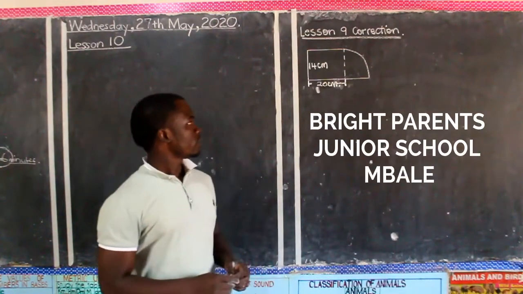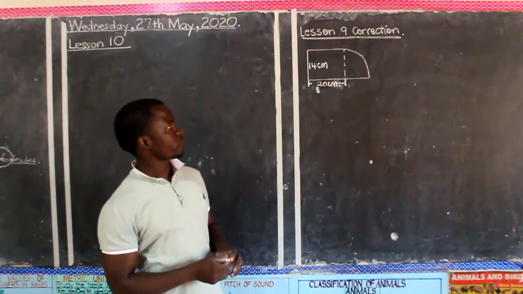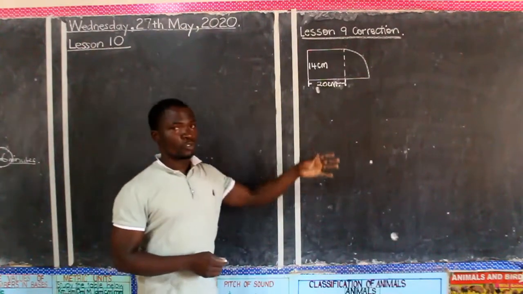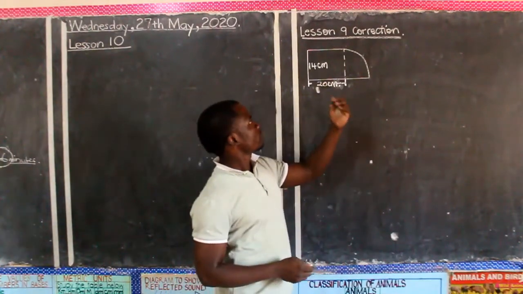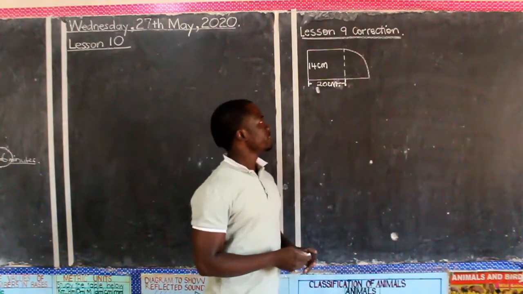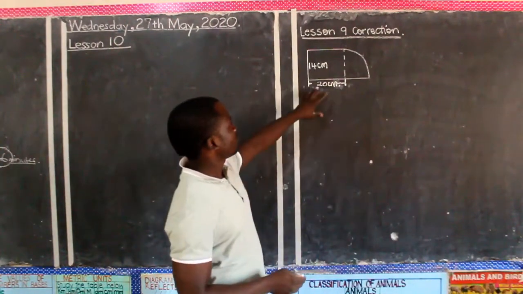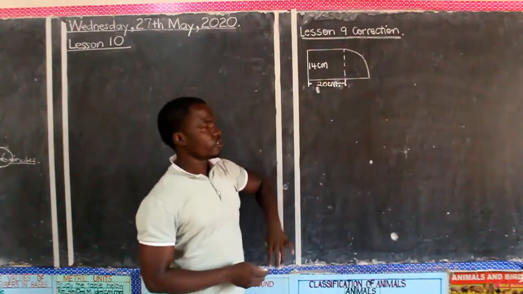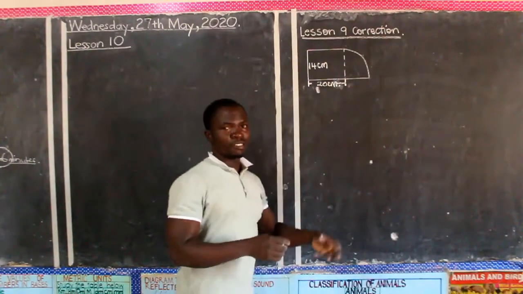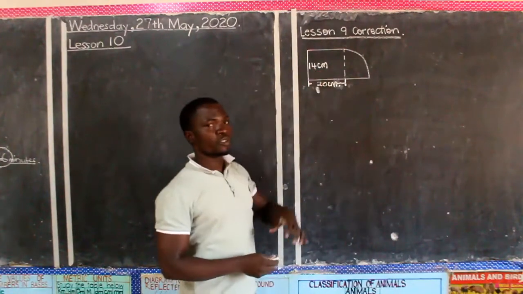We are again here today to look at mathematics, and today we are going to lesson 10. But before you go to lesson 10, let's look at the correction for lesson 9. But we shall not go through all the numbers. I'll just pick this one because it was a bit challenging to some of you. Let's go through it, then we go to lesson 10.